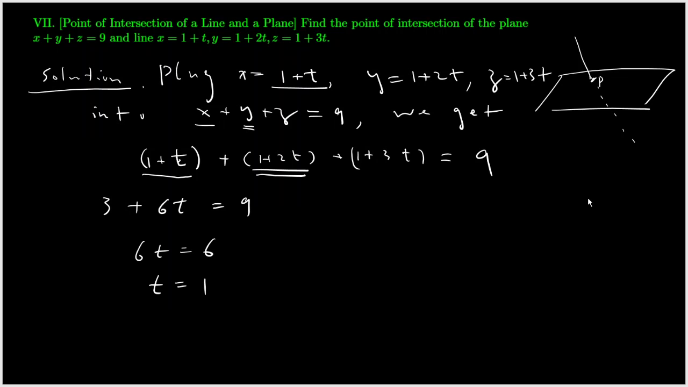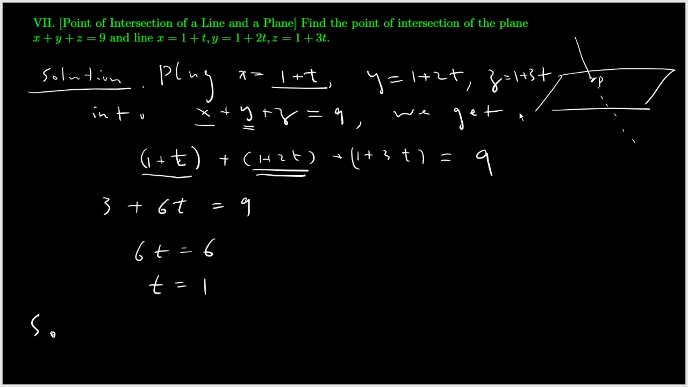Actually, I was trying to make some nicer numbers. So t value is 1. Okay. Now t value of 1 will determine a point. That point is going to be on the line and on the plane. By that we mean that is the point of intersection of the line and the plane, right?